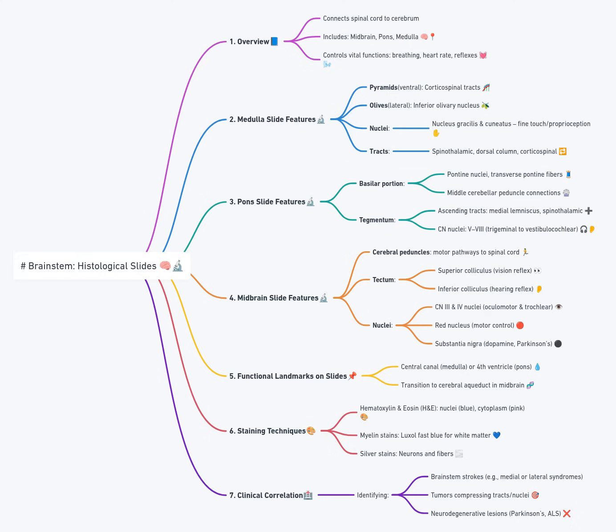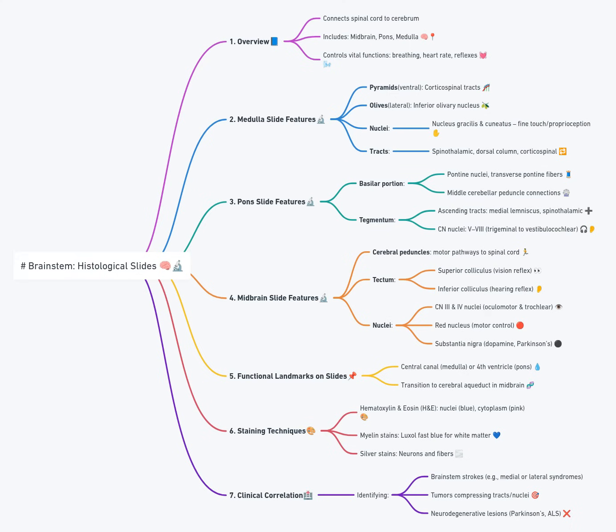Throughout these slides, notice the consistent layering: ventricular lining, periaqueductal/periventricular gray, tegmental nuclei and tracts, and ventral motor pathways. Track labeled tracts: medial lemniscus rotating through levels, corticospinal fibers descending unchanged, and transverse pontine fibers unique to pons. Correlate histological features with gross landmarks: facial colliculus, pyramids, olives, colliculi, and peduncles.